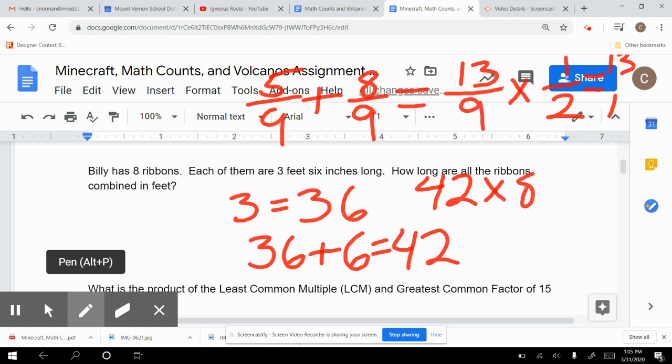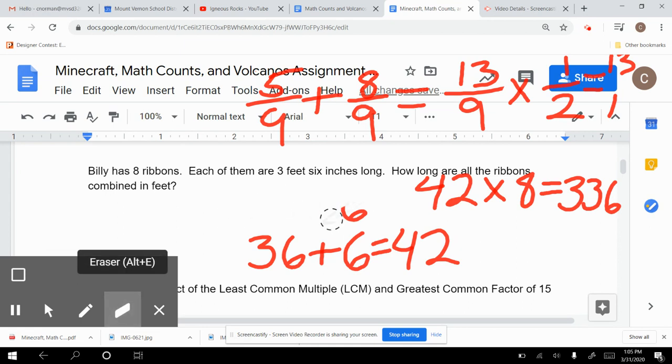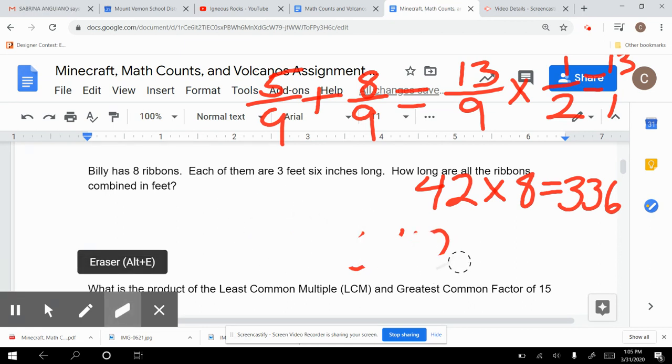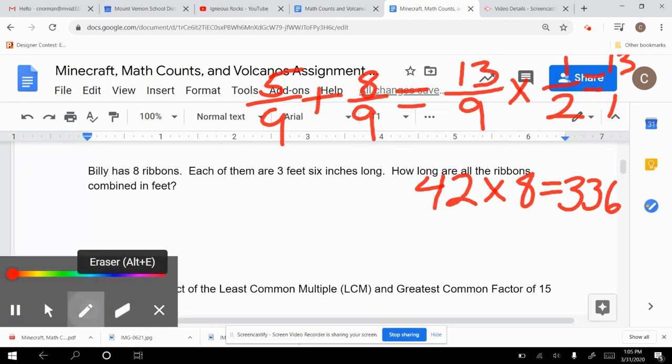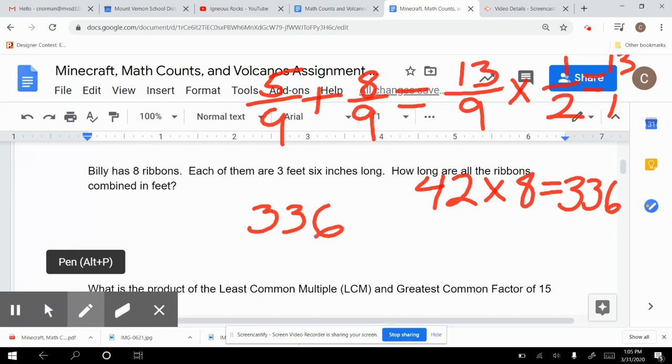So what we would need to do then is take 42, and since I have 8 ribbons, I'm going to multiply 42 times 8, which gives me a product of 336. Go back and give me some space here. Okay, so we have the product of 336. Now to convert that back into feet and inches, I'm going to take 336 and divide that by 12 because that's how many inches there are in a foot.